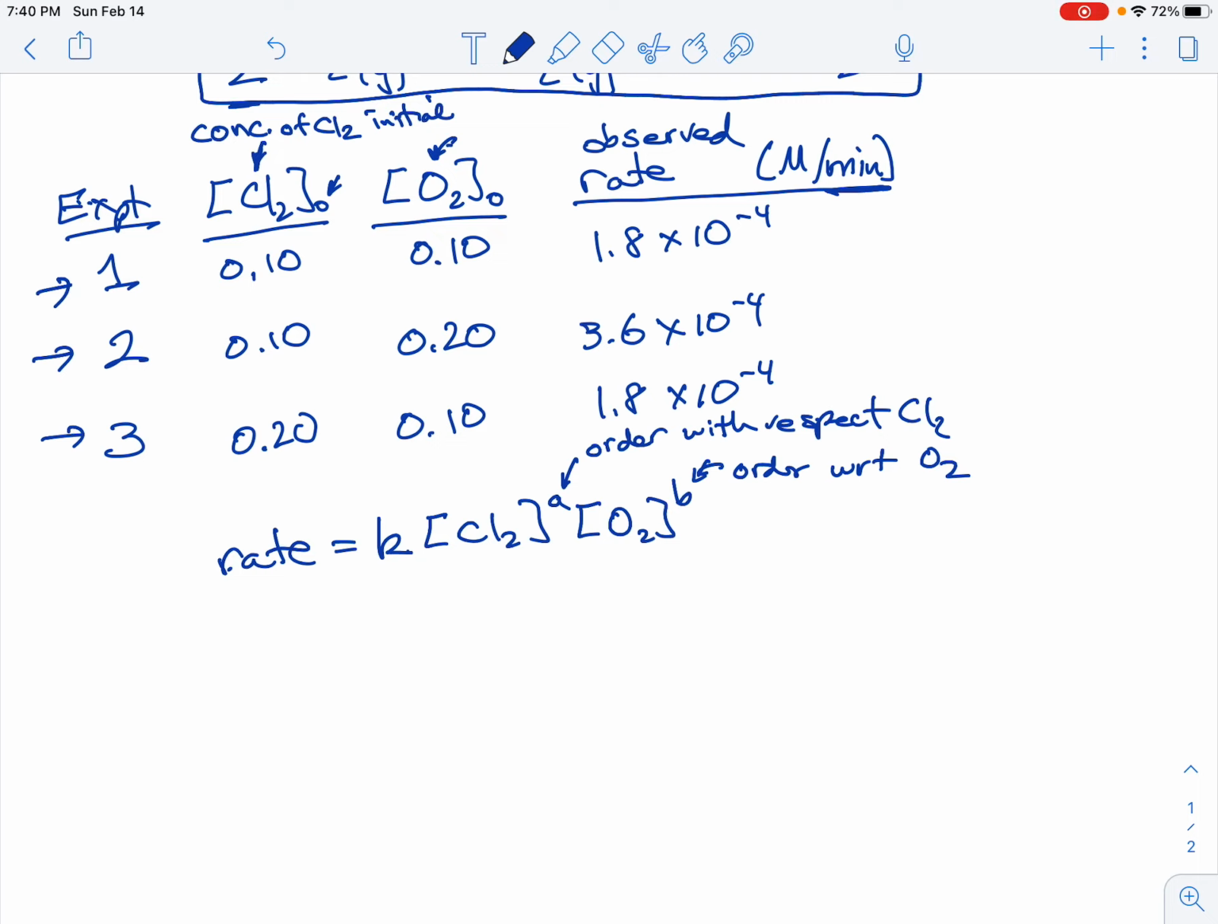Order has nothing to do with the order in which things occur, first, second, third. It has nothing to do with that. It's just a name for these exponents.